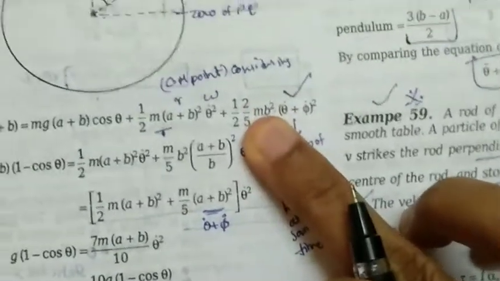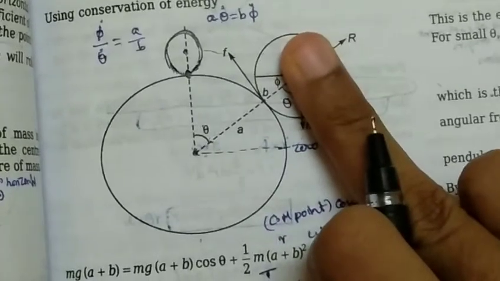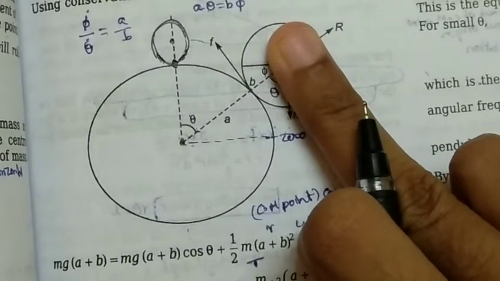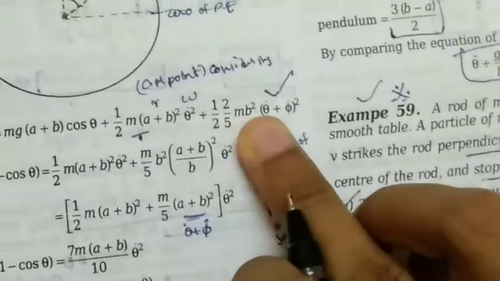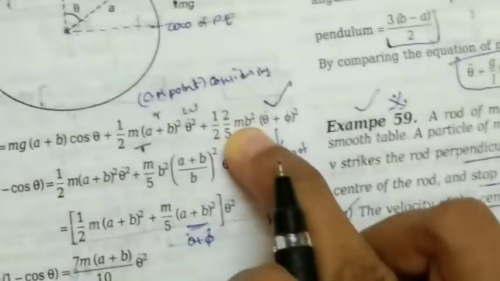Here I is nothing but the moment of inertia of the sphere. For a solid sphere, moment of inertia is nothing but 2 by 5 m r square. So 2 by 5 m, where the radius of the sphere is b. So 2 by 5 m b square.